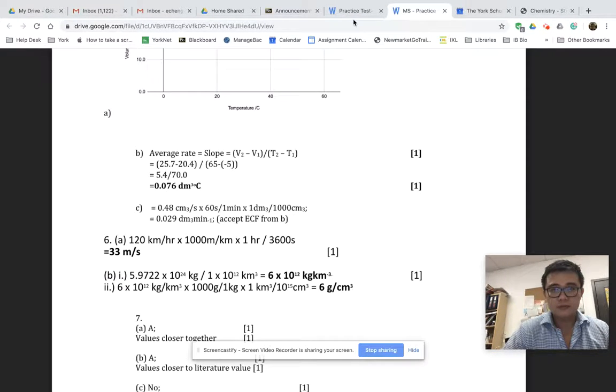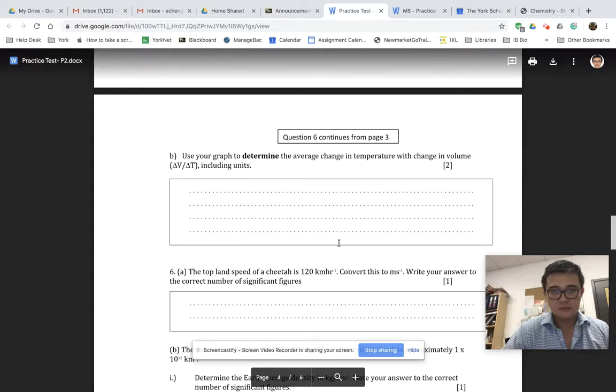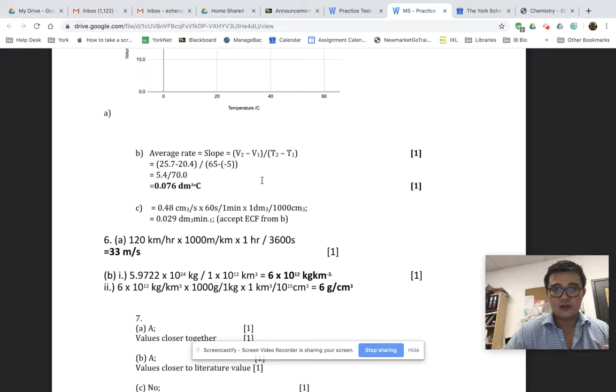Calculating slope: change in temperature, change in volume, including units. You need to make sure you show your work as well as your units. It's a 1-mark question, so if you don't have units, you might not get marked. Be careful of that. That applies to every single one of your subjects.